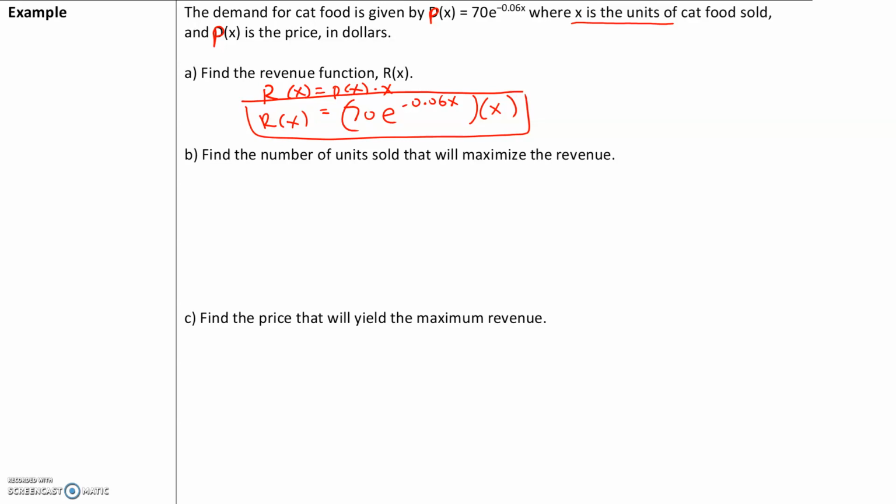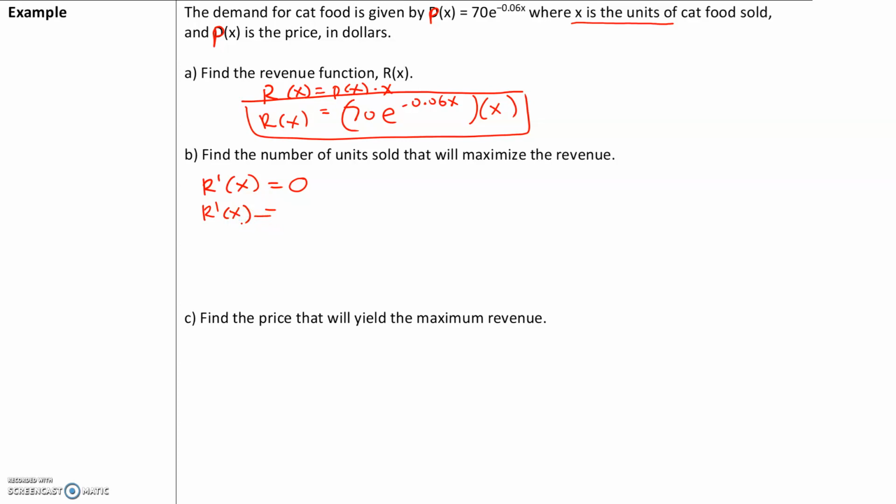Find the number of units that will maximize the revenue. So the revenue gets maximized when r prime of x is equal to 0, or is undefined, but that's not going to happen, so we're going to maximize revenue when the first derivative is equal to 0. So let's find the first derivative.